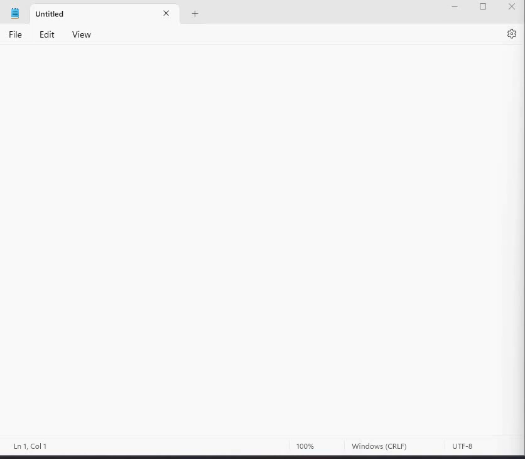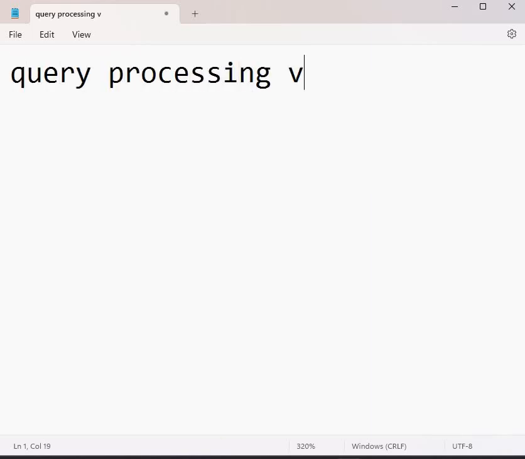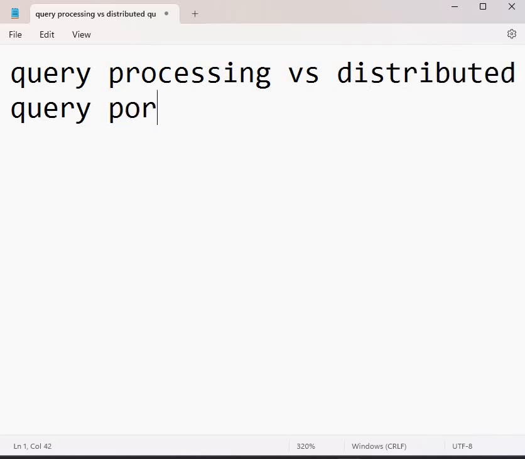Today we're going to discuss a topic. We will talk about query processing and distributed query processing. And this is another request by one of the subscribers. They have specifically asked for the difference between query processing and distributed query processing. I think it's a very good question. So let's talk about it.